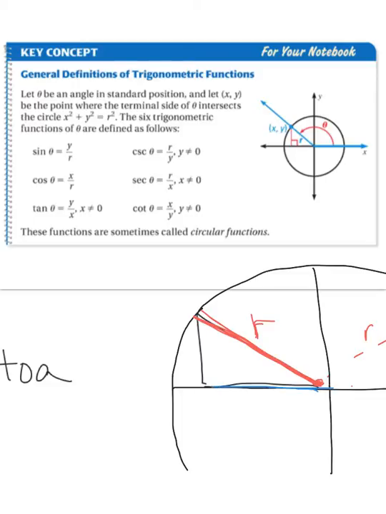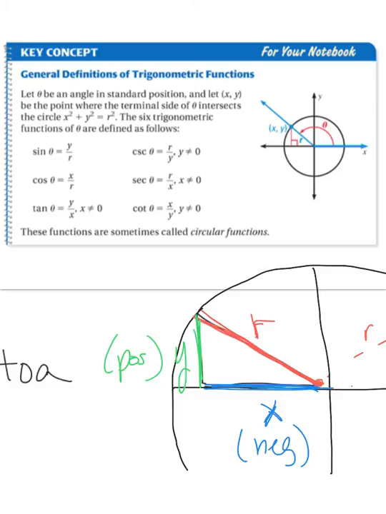This right here is the x value. And let's see if I can get a different color. This right here is the y value. Notice the x value on this triangle is negative, the y value is positive, and the radius is positive. So here when I have sine theta, let's draw theta in there. There's theta, that measurement right there. So sine theta, theta is here, so I have opposite over hypotenuse, y over radius.